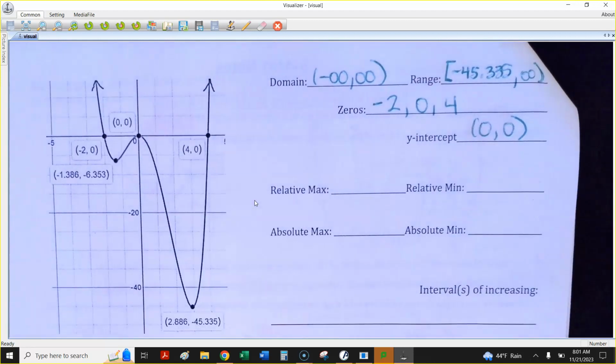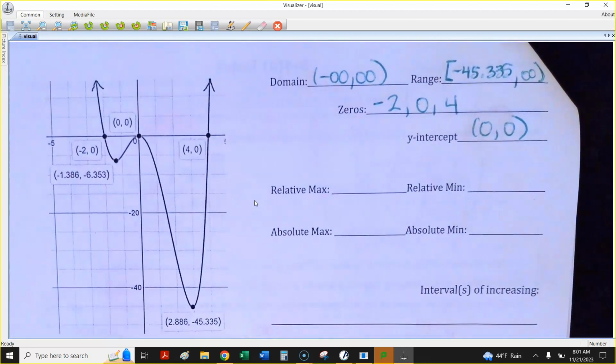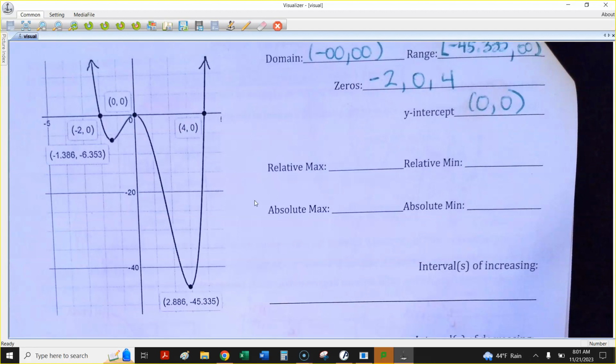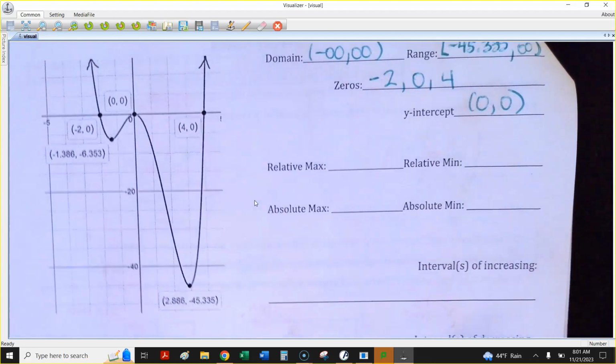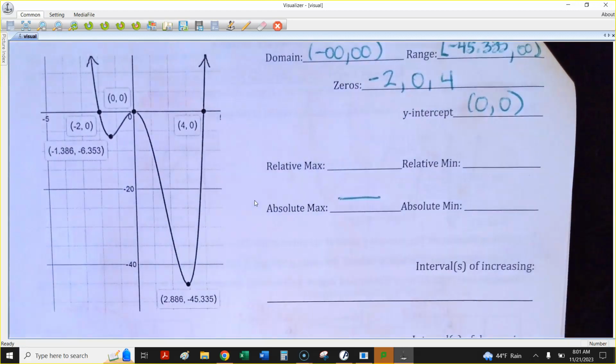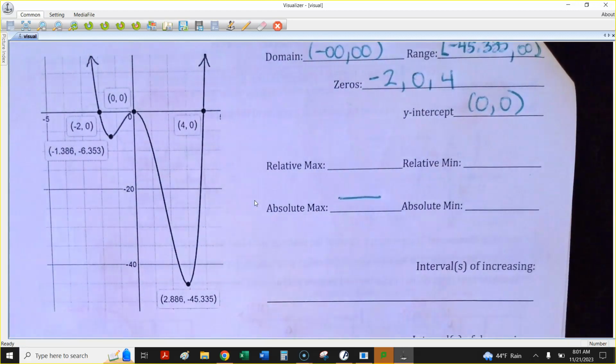Okay, now this is going to be very tricky. Let me start with the absolute max and min. Do I have an absolute maximum on this graph? No. If the two ends go up to infinity, that does not go to a specific point, so it does not have an absolute maximum.